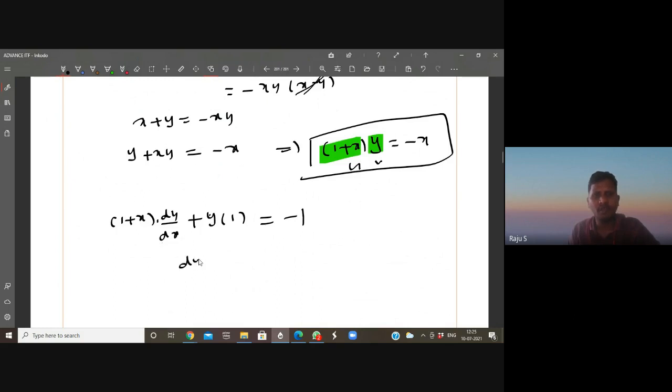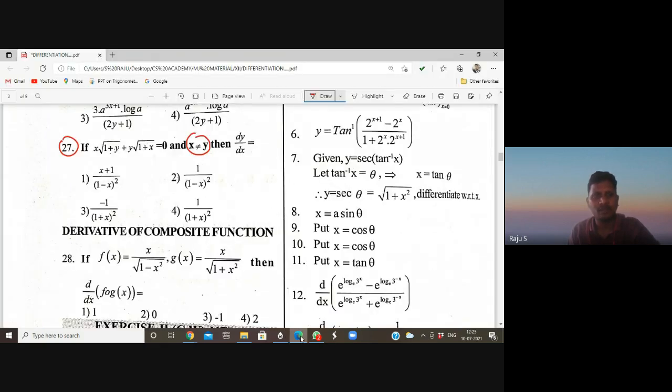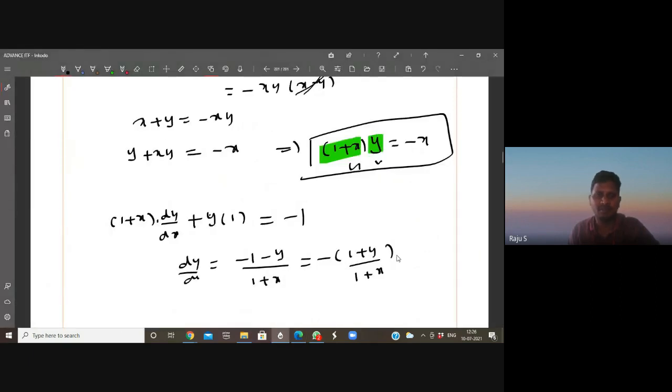But we require only dy by dx. Dy by dx is equal to minus 1 minus y, by, shall I write this plus y? You can take the right side as minus y by 1 plus x. Minus of 1 plus y by 1 plus x. Any option? Oh, no. What is the correct option? See, the given options belong only to the x variable, but here we have 1 plus y. This 1 plus y you can convert into x.